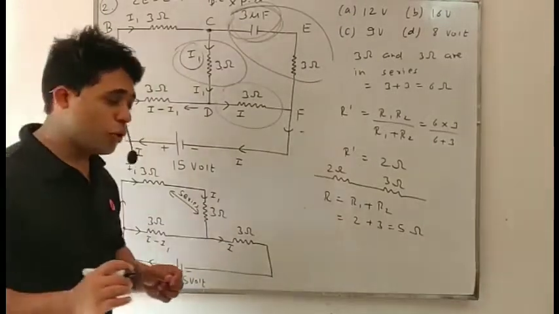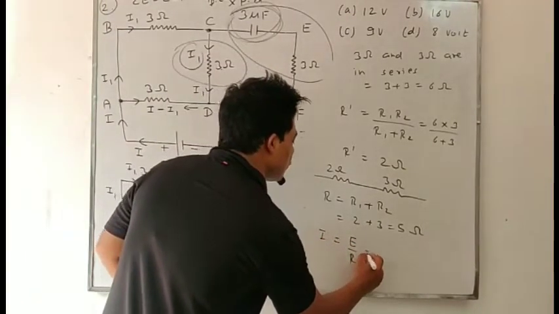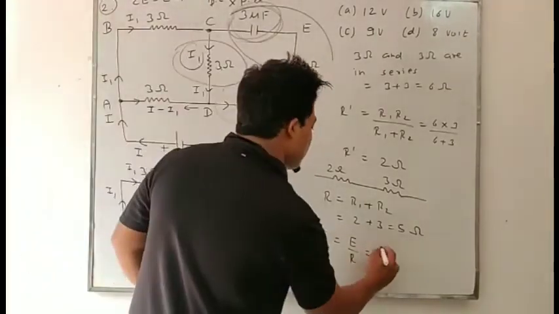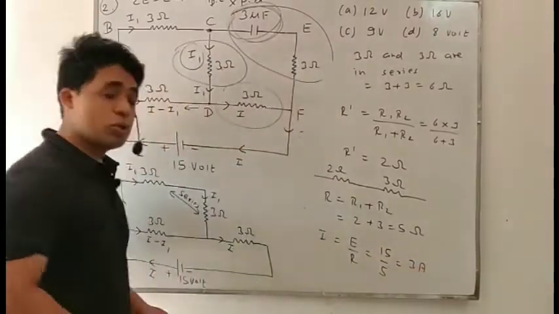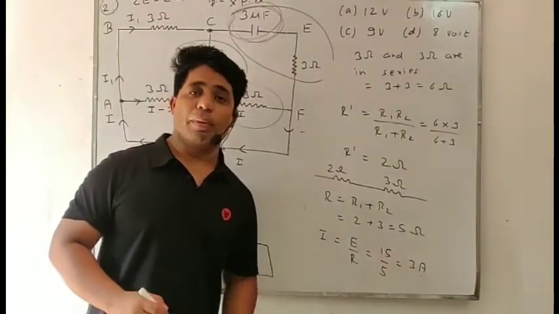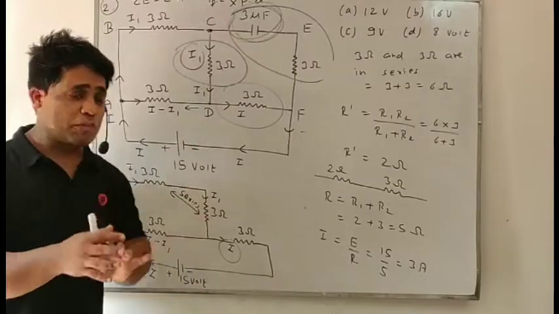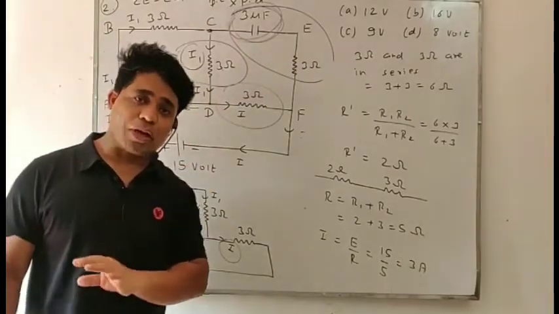Now the important thing, we are going to find current. I equals E by R. How much EMF are we given? That is 15 volt. And total resistance we have 5. So 15 by 5 will get 3 ampere. Look, students, that is an important thing. We got total current as 3 ampere. But for getting potential difference across this 3 microfarad capacitor, we require I1 also. So now I'm going to apply Kirchhoff's second law.